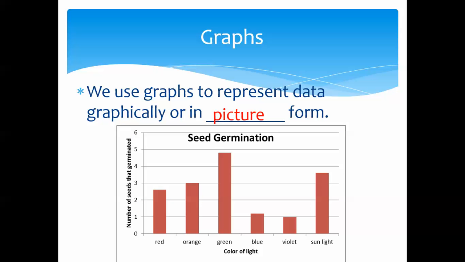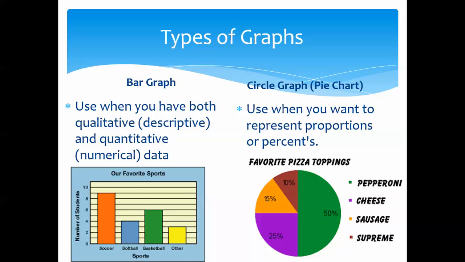Obviously, we use graphs to represent data graphically or in a picture form, and we tend to actually put the averages in. We don't really always want to put raw data in a graph. So there's many different types of graph. Bar graph, obviously the one you're pretty familiar with. Bar graphs are used when you have qualitative data and quantitative. So remember, qualitative data is descriptive, like a soccer ball, a softball, basketball, whereas quantitative data is numbers, quantity numbers. So you use a bar graph. Circle graph or a pie chart, not used quite as frequently, and that's about proportions or percents.